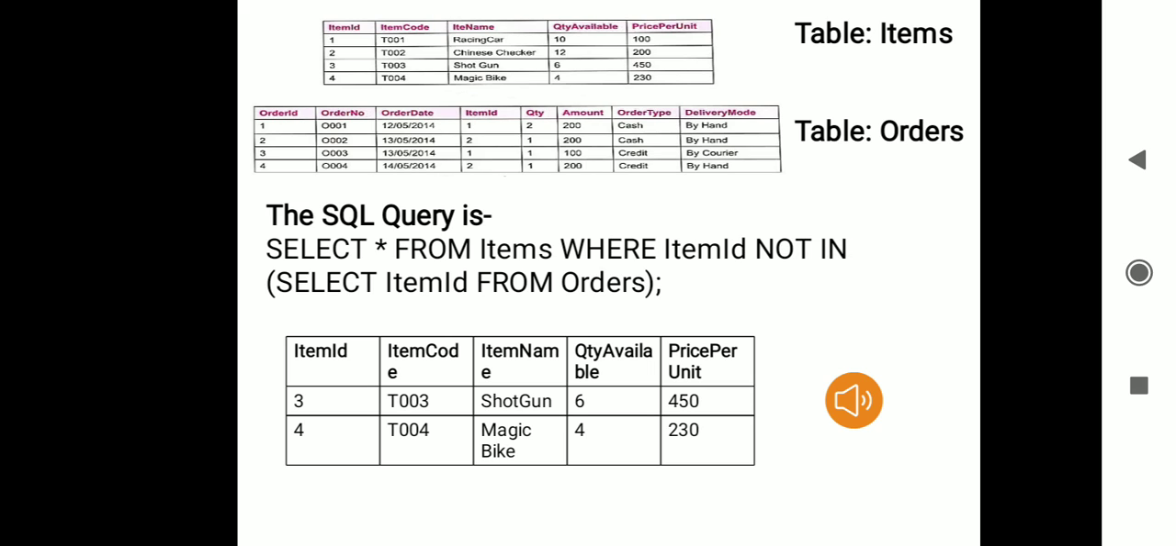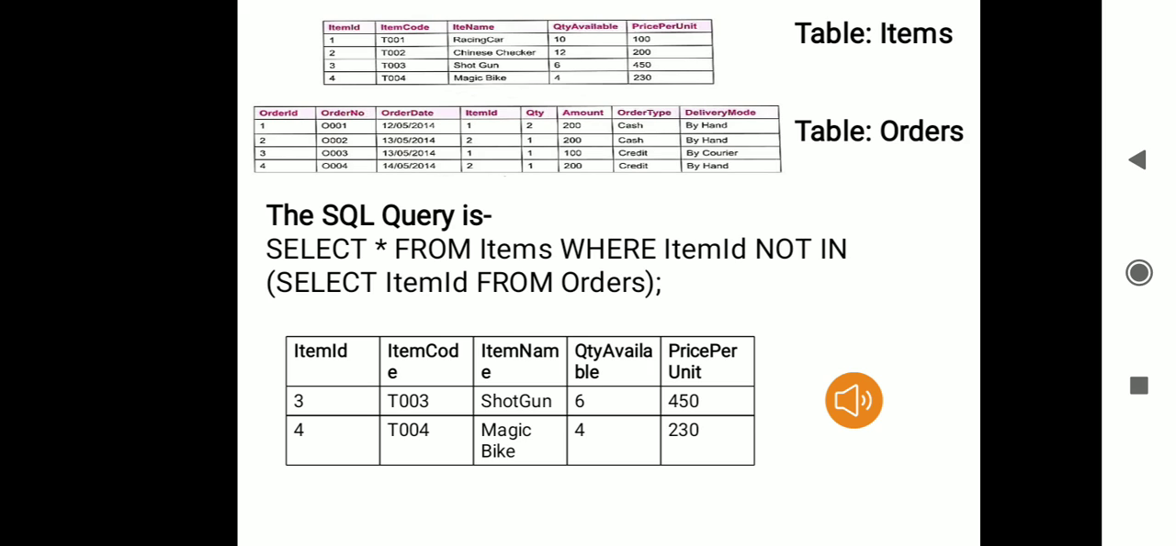Consider both the tables in the slide, the table items and the table orders. Check the query. Select star from items where item ID not in, within the bracket, select item ID from orders. Now check the subquery. Select item ID from orders is going to return the values of item ID from the orders table.